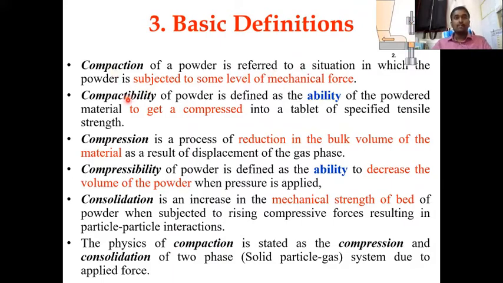Now, what is compactability? Compaction is followed by compactability. Compactability is the ability of a powder material to get compressed. We are saying you apply some pressure, some mechanical force. It doesn't mean that the more you apply, the thinner it will get. It cannot withstand everything. After some point, it's going to become brittle or break. So what is the ability of this powder to get compressed? It may be 3 centimeters.